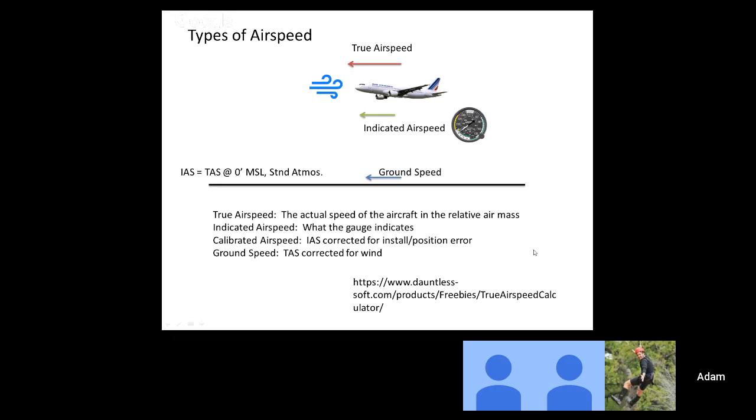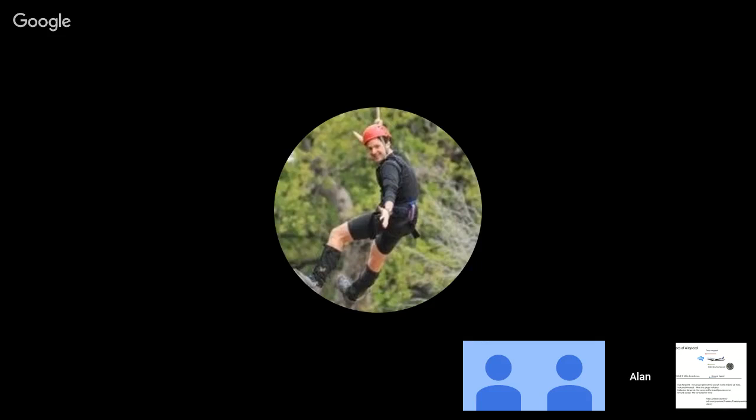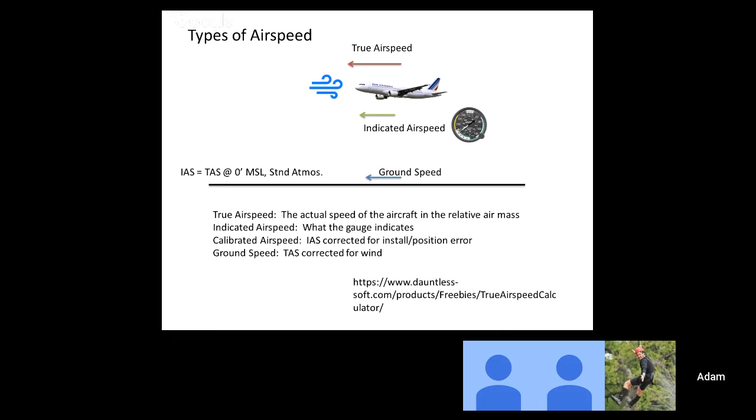And then as Alan mentioned correctly, your ground speed is going to be your true airspeed corrected for wind. So if I'm flying along at 100 miles per hour, but I've got a 50-mile-an-hour headwind, my true airspeed will be 100 miles an hour because it is the speed at which I am traveling through the relative air mass. However, over the ground, it's going to be much slower. It's going to be only 50 miles per hour in that example.